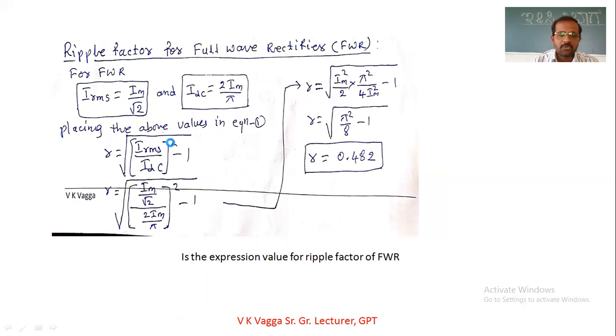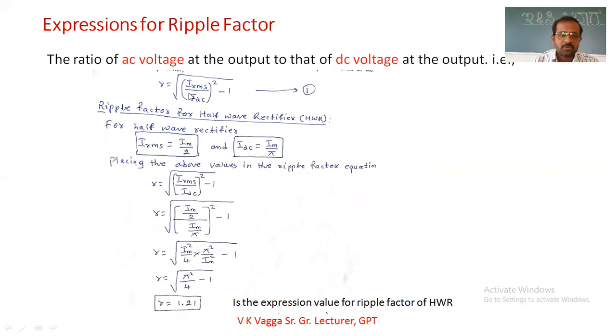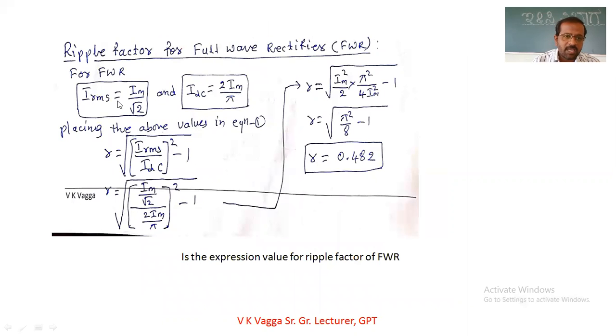Again you should consider the same formula, R is equal to under root of (IRMS divided by IDC) whole square minus 1 here. If the values of IRMS and IDC are placed in this equation, you are going to get R is equal to under root of (IM divided by root 2) whole divided by (2 IM divided by pi) whole square minus 1. After simplification, if this is squared, this is equal to IM square divided by 2 here. Under root 2, if it has been squared, the root and the square cancel, and you get only the 2 here.